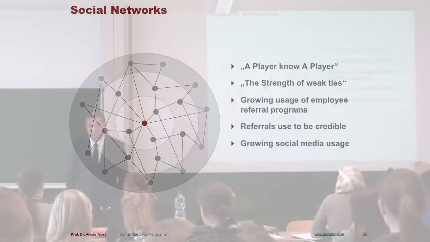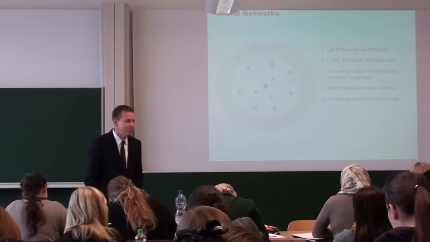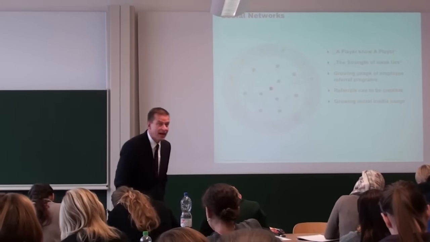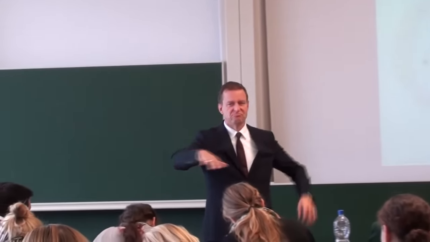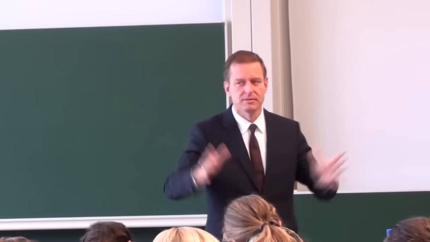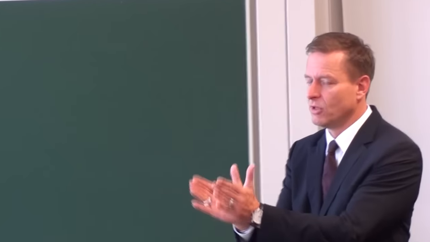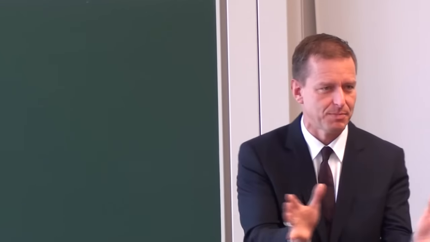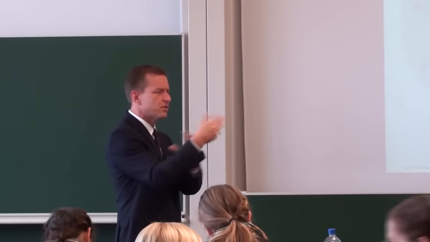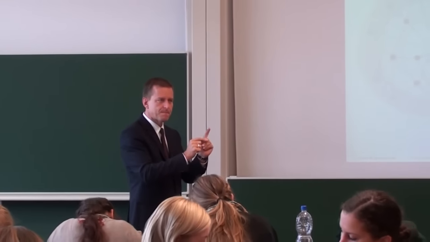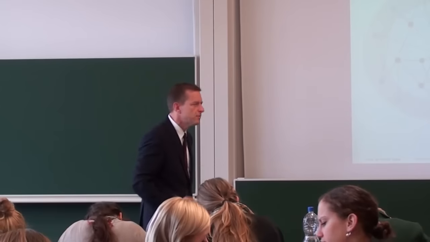We differentiate sometimes between A players, B players, and C players. A players are the best. B players are the middle, right? C players are the losers, yeah, so to speak. Talk about A players. The strongest people know other strong people. That's the idea. And that's true. We know that from research.